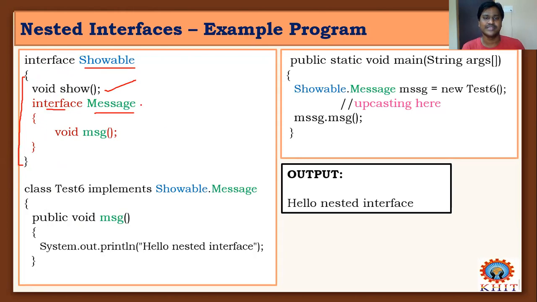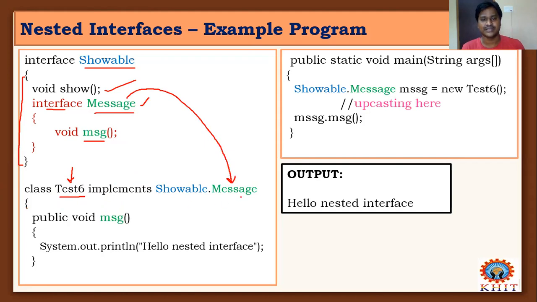Then we call this message interface a nested interface. So here in this nested interface, one more message is defined. Coming to this class Test6, Test6 is a class name which is implementing the nested interface, that is the inner interface defined in the Showable, that is this Message. So how to represent that the Message interface is going to be implemented by this Test6 class.